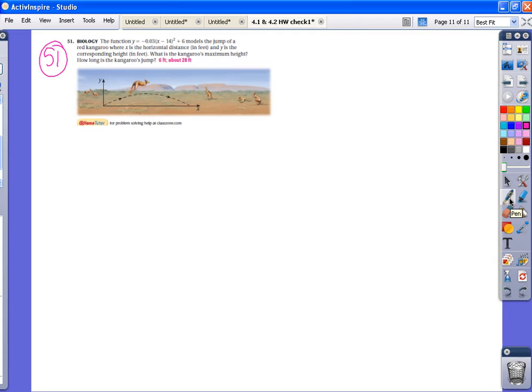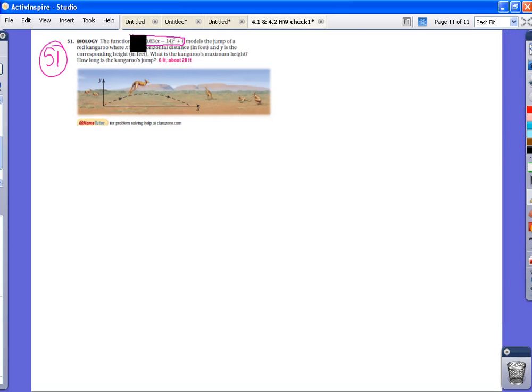Jumping. Yes, kangaroos jump. This function here models the jump of a red kangaroo. What kind of shape is this? It's a half... I would think so. It should be a parabola. It opens down, right? Up into the air, maxes out on his height, and then comes back down.